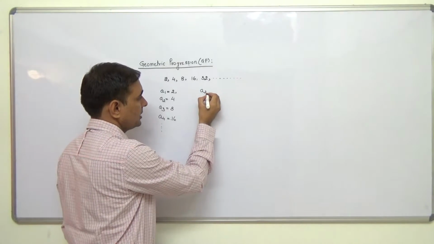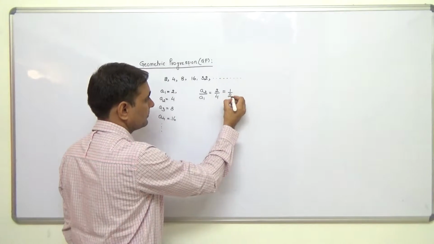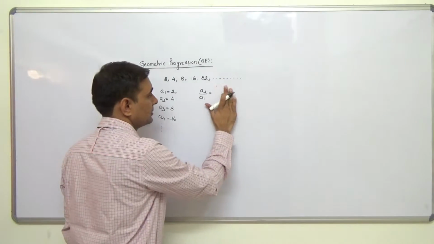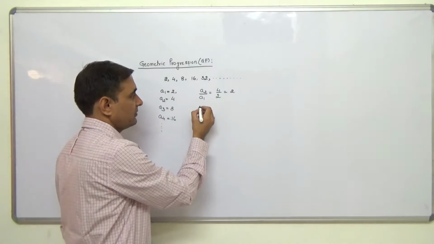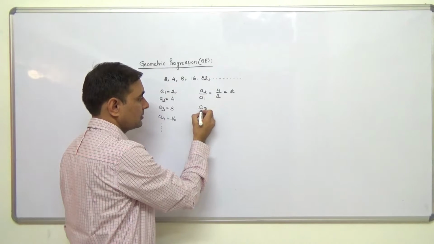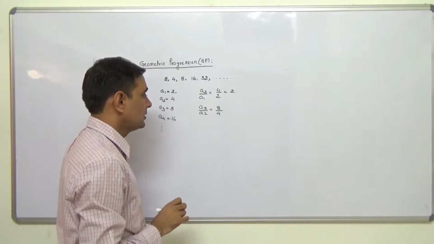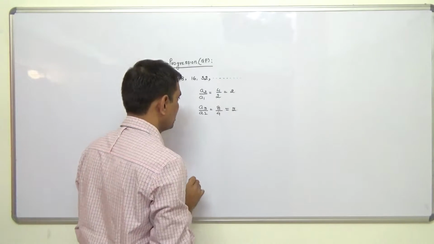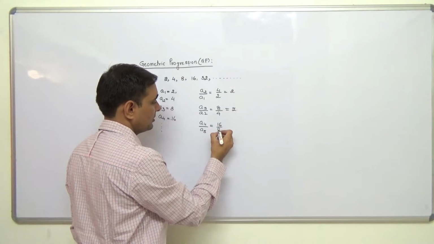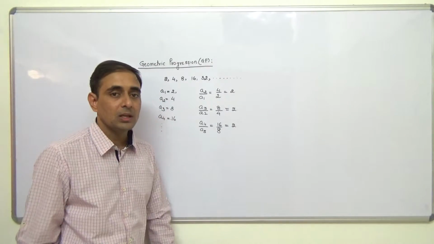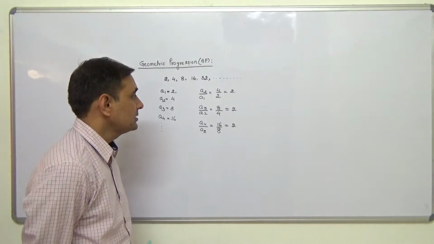If we find A2 by A1, then it is 2 by 4, that is equal to half, right? Sorry, A2 by A1, that is 4 by 2, that is equal to 2, right? And if we find A3 by A2, then it is 8 by 4, as A3 is 8, that is also 2. Now next, if we find A4 upon A3, that is 16 upon 8, that is also equal to 2. Every time when we are dividing the next term by the previous term, we are getting 2, right?